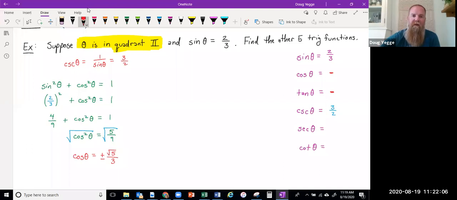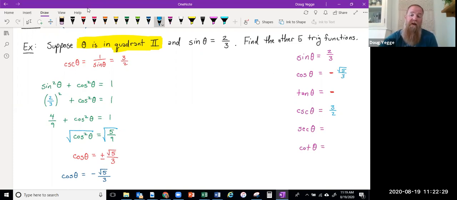So for this particular problem, we've got to recognize that the cosine value that we're looking for is negative √5/3. And therefore, we've got our value of cosine theta. It's negative square root of 5/3.